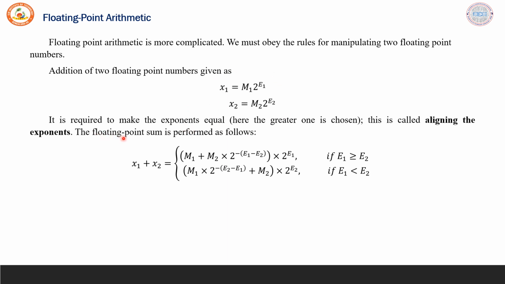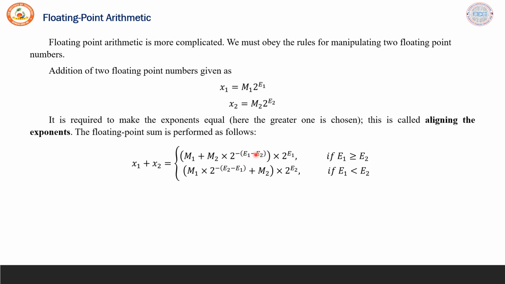The first step is to make the exponents the same. So in that case, we compare the values e1 and e2, find out which is greater and make the smaller one equal to that value. This step is also known as aligning the exponents. So unless the exponents are the same, we cannot perform addition. Therefore, the operation of addition x1 plus x2 can be denoted as m1 plus m2 times 2 to the power of minus (e1 minus e2).